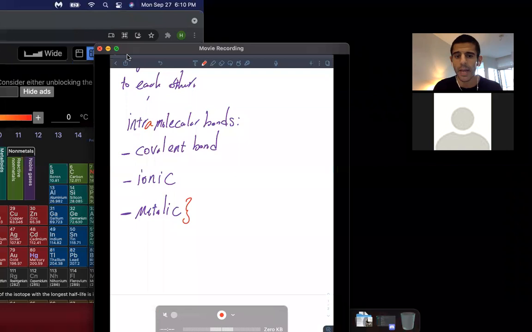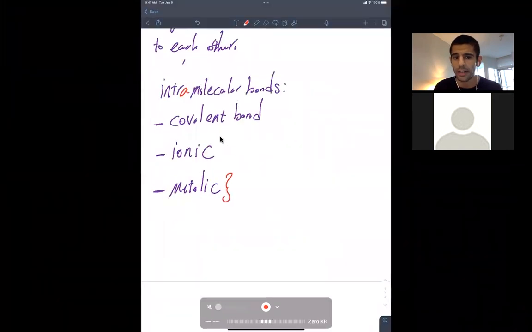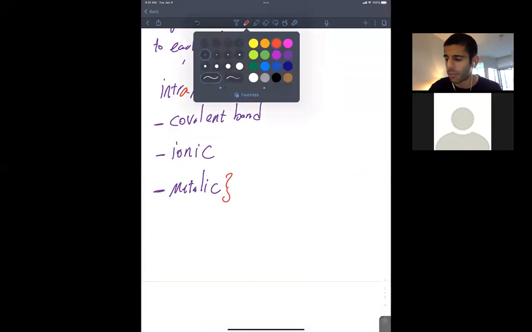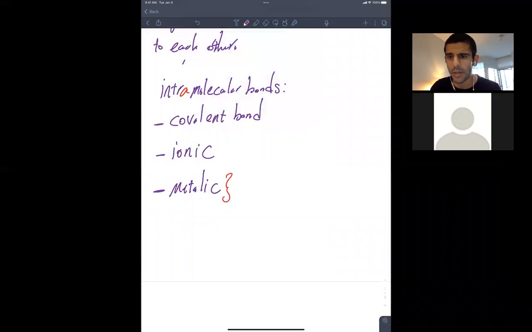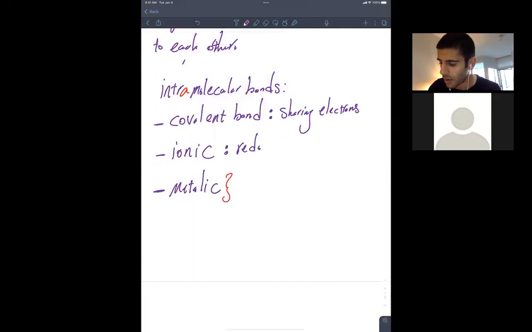But then we actually have to talk about covalent and ionic. Before we talk about it, you probably even remember it from high school, covalent is about sharing electrons. And ionic is actually about one takes and one gives. So it's about redox.